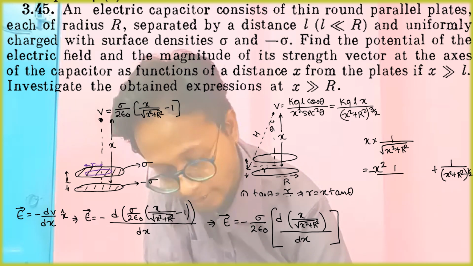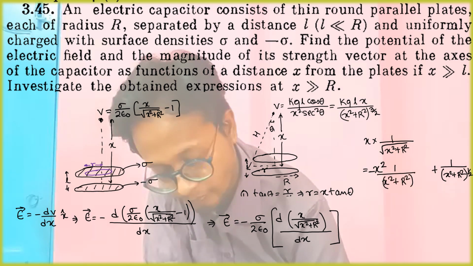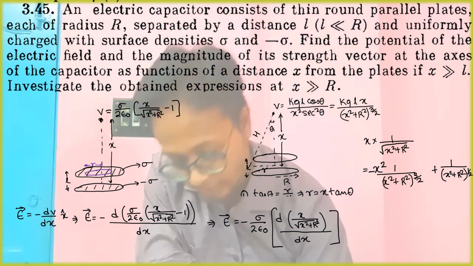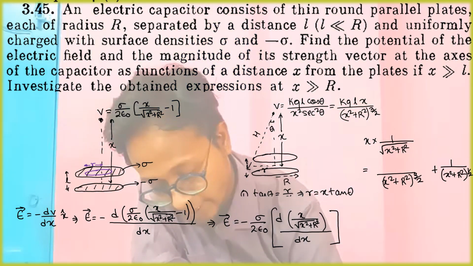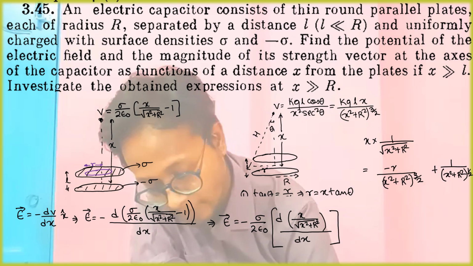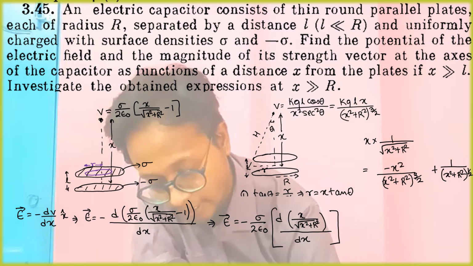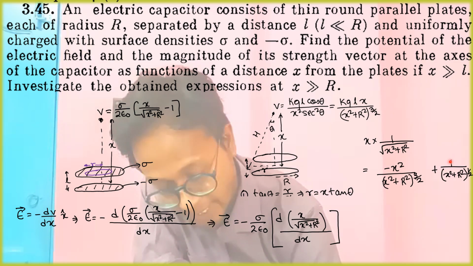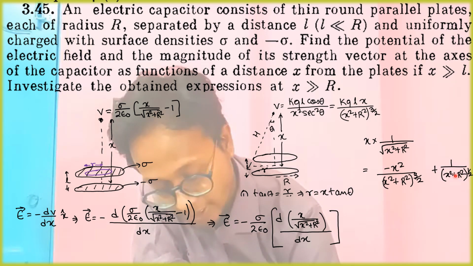1 by x square plus r square to the power 3 by 2, minus 3 by 2. When it goes to the numerator, it becomes 3 by 2, no? So our numerator becomes minus x square plus 3 by 2. Now look at this term. Can I multiply the numerator by x square plus r square and the denominator by x square plus r square?